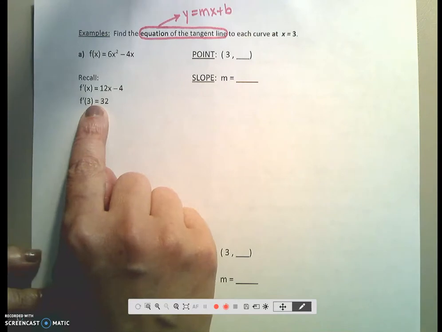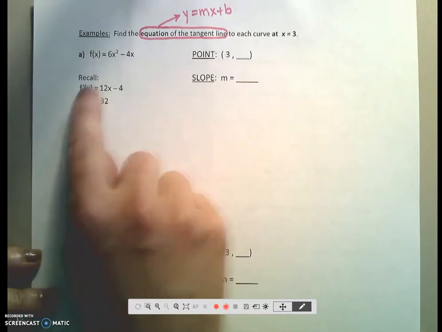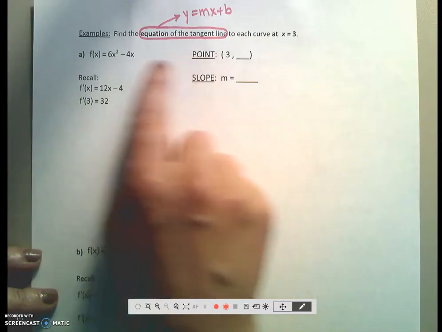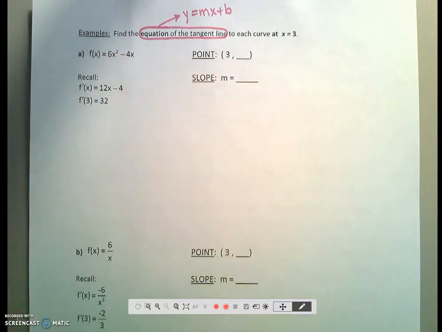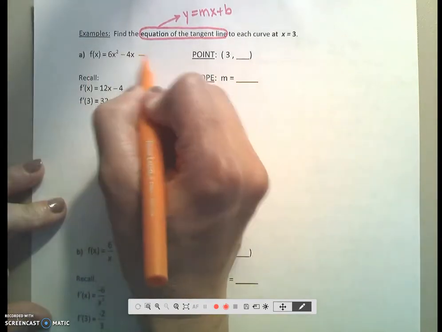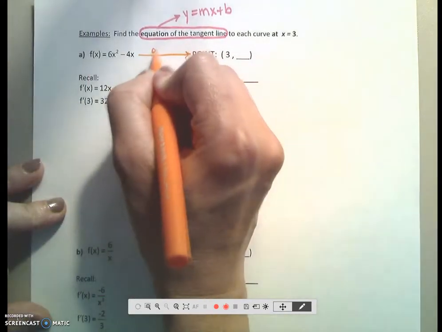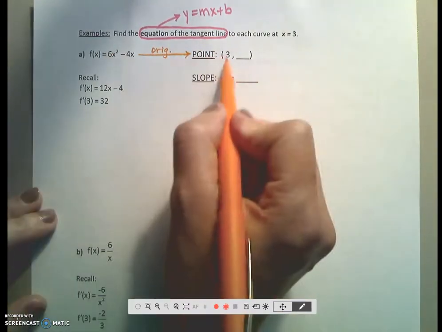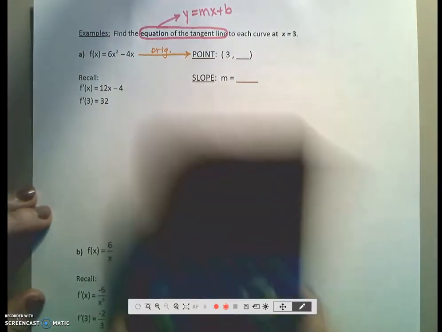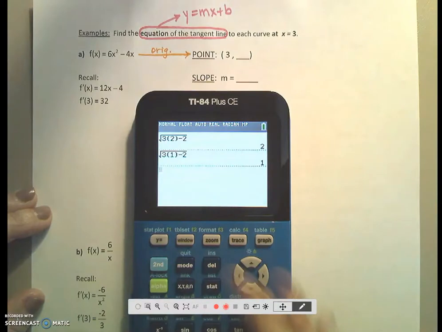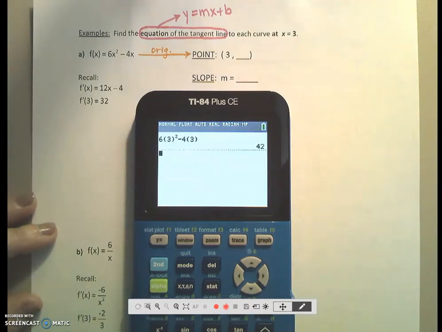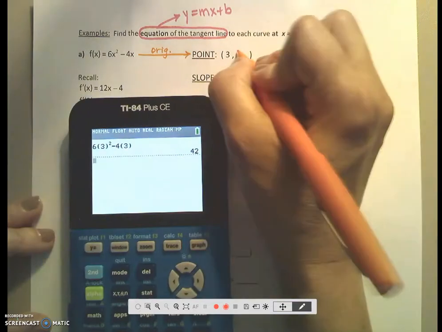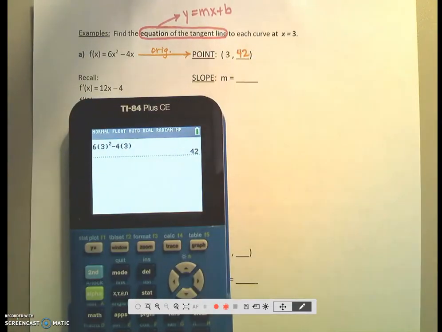Okay, if we want the point, we don't need any calculus. To get the rest of the point, you just need to plug into the original function. So we're going to go right here. I'm going to draw an arrow here, and I'm going to say original function. If you want to find the point, you just have to plug 3 into here, and you can use your calculator to do it. So we can do 6 times 3 squared minus 4 times 3. Just plug in, and that will give you that the y value of the point is 42. Okay. So to get the point, you just need algebra.